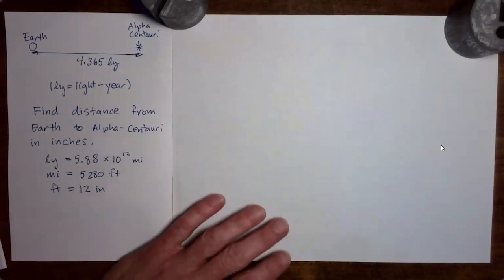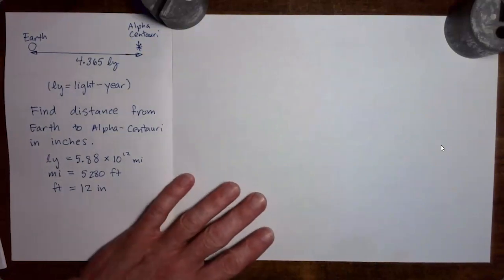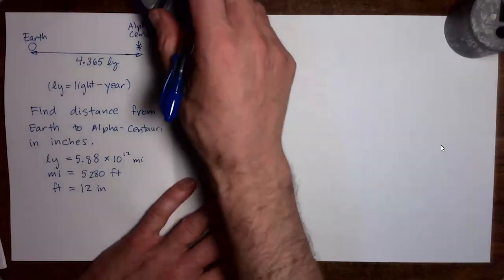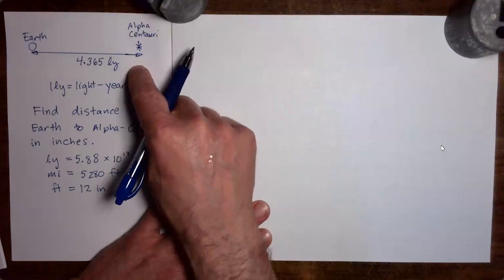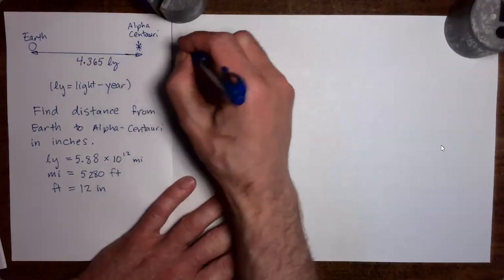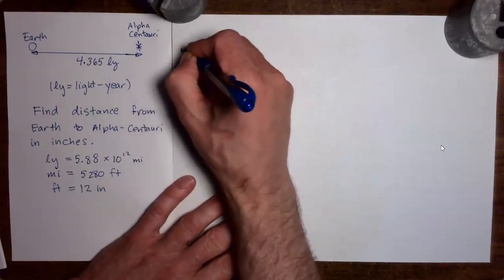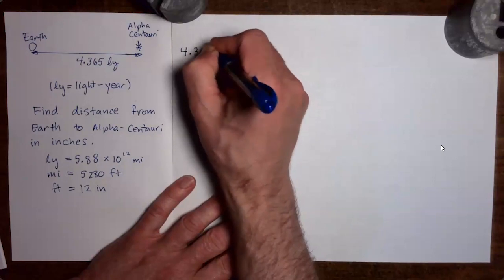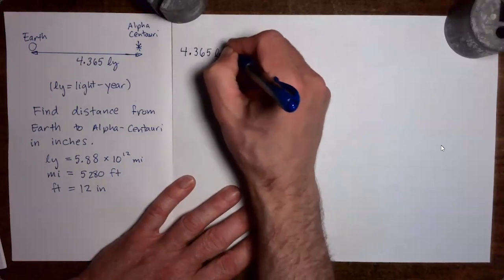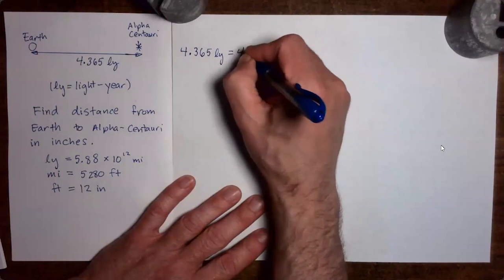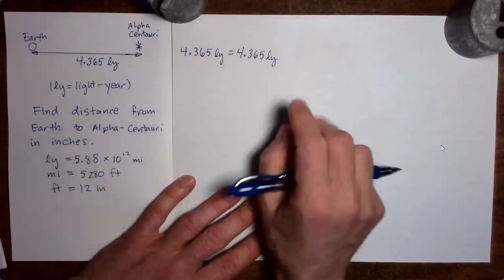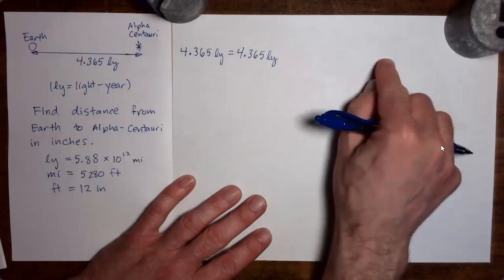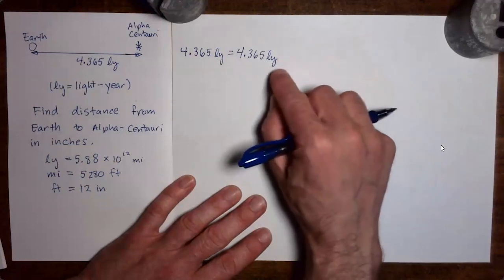So we're going to start this problem the same way we started the previous example, just by taking the value in its original units and writing that as being equal to itself. So I'm going to start by saying 4.365 light years equals 4.365 light years. Now what I'm going to do is write out some conversion factors, which will convert light years into inches.